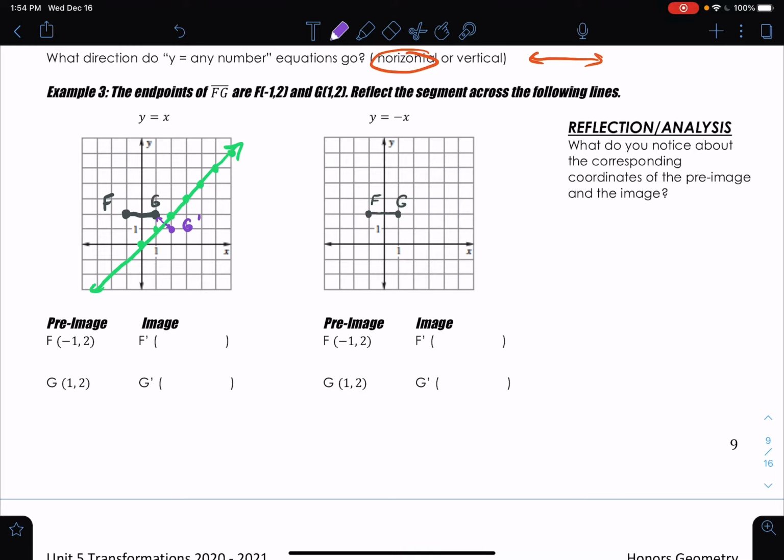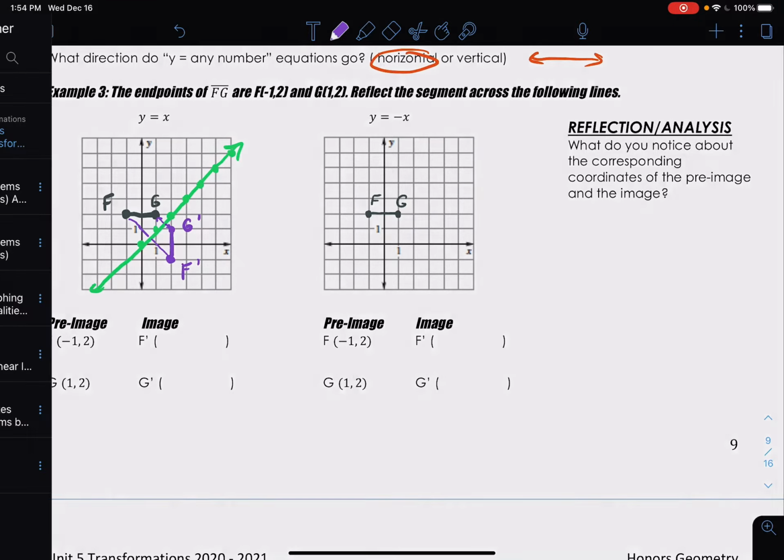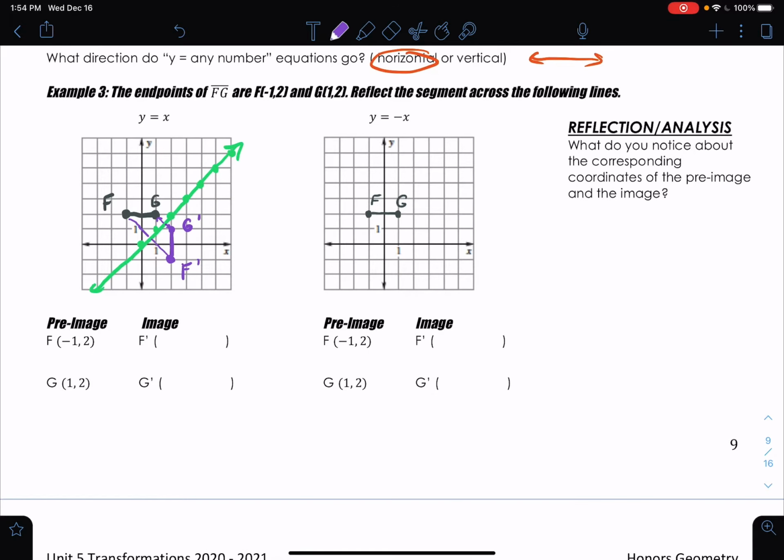All right, F is 1.5 steps above, so 1.5 steps below is going to be F prime. Okay, so F, negative 1, 2, gets mapped to F prime, which is at 2, negative 1. And G, which started at 1, 2, G prime is going to be at 2, 1.